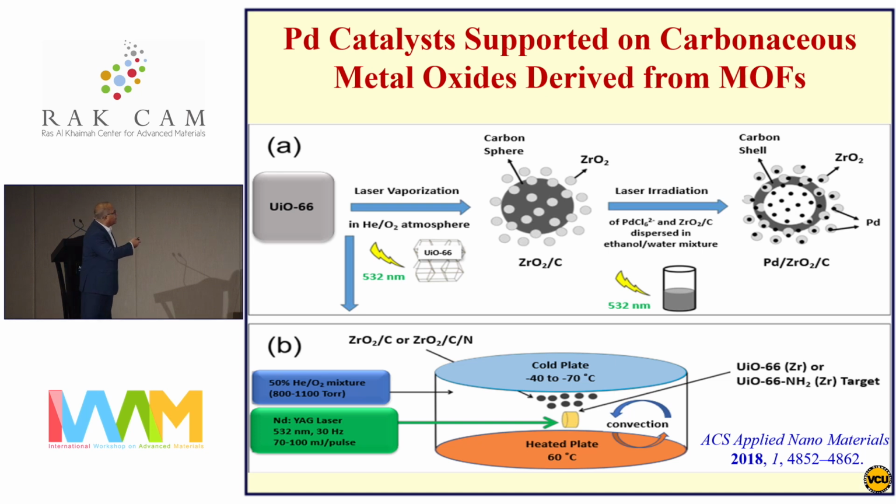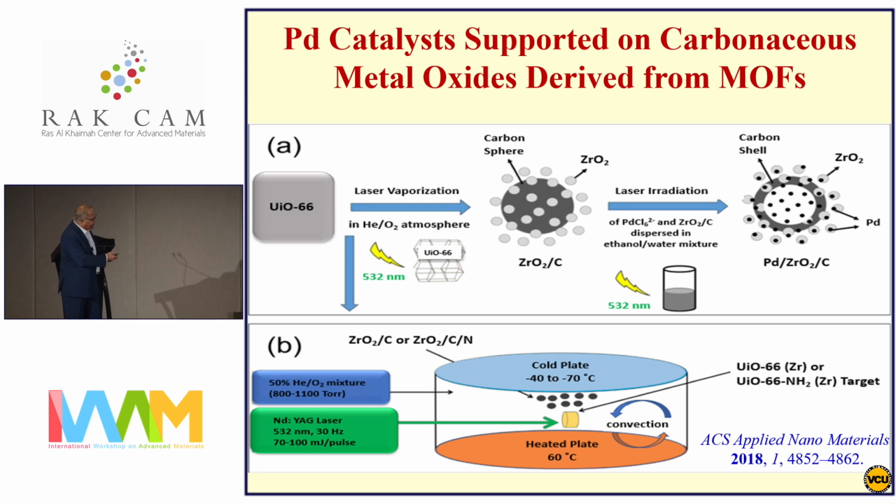I'm going to do this quickly because of the time. And we use laser vaporization, in inert atmosphere, to vaporize the MOF, to convert it actually to oxide. So we start with zirconium MOF, we convert it to zirconium oxide, but of course there is carbon there, so there is also deposition of carbon materials. And if we use the amine MOF, which is the NH2 MOF, we contain nitrogen in addition to the carbon. So we end up with oxide instead of the MOF support, and that's what we use to support the palladium nanoparticles.